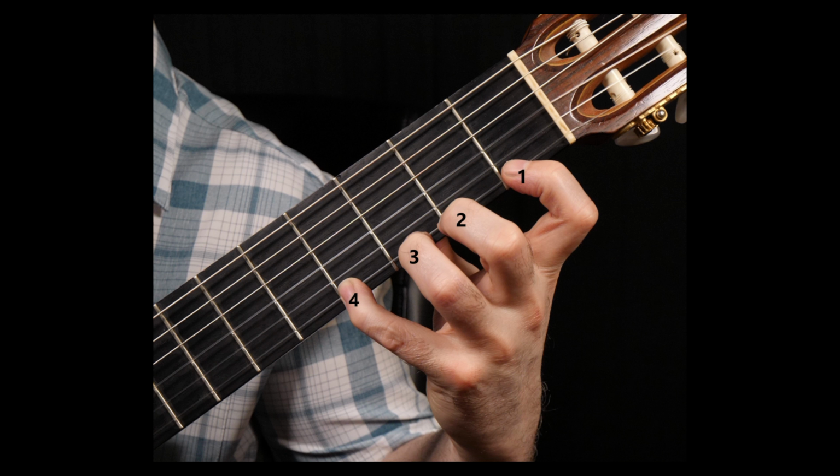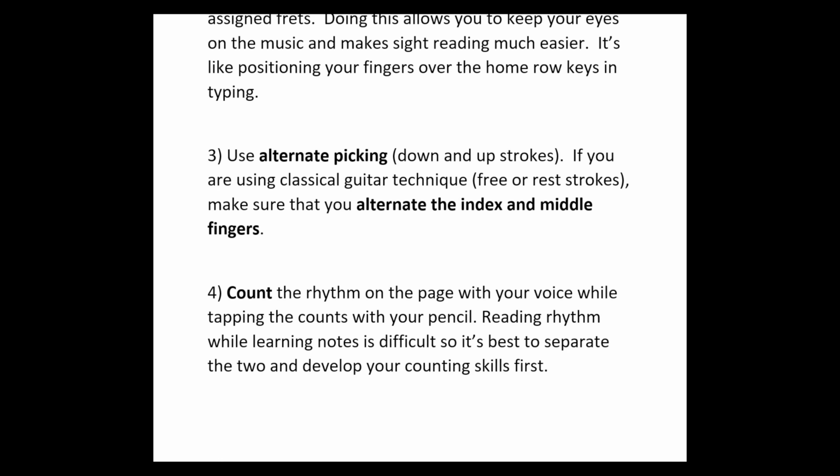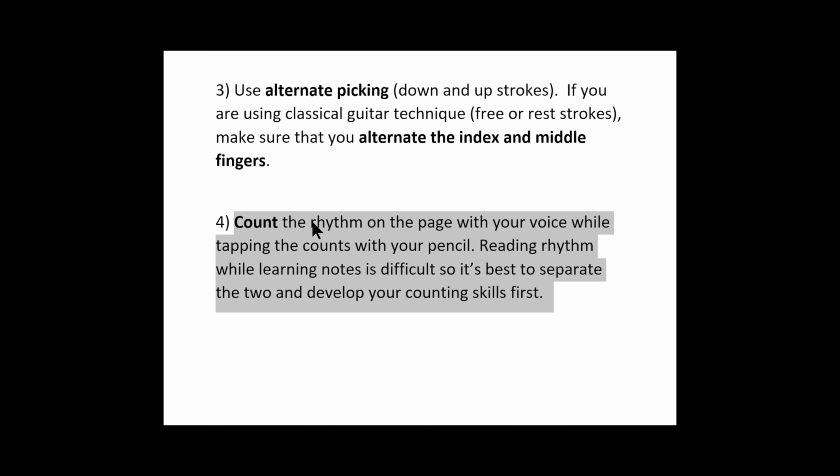If you don't know what a hold technique is, then you need to review level 5 at Levels for Guitar. By implementing the hold technique, it's going to help your reading by keeping your eyes on the music and off your guitar. Point number 3, don't forget to alternate. If you're a flat picker, make sure that you use down and up strokes through the entire exercise. And if you're a classical guitarist or flamenco guitarist, alternate those index and middle fingers using free or rest strokes.